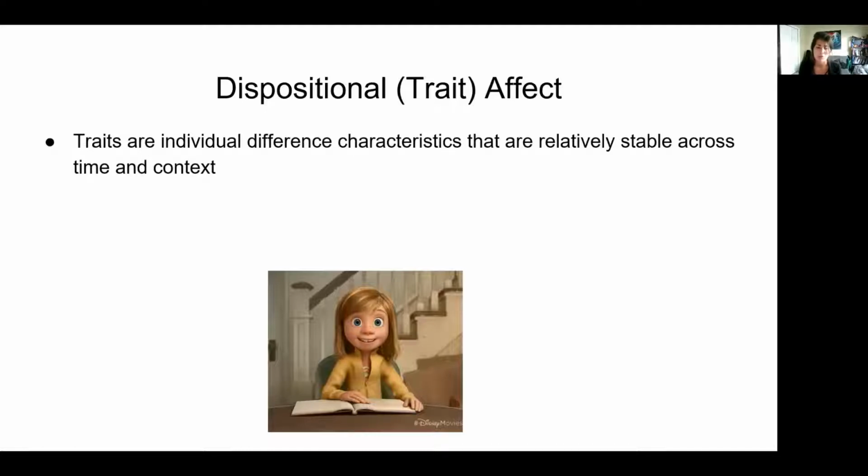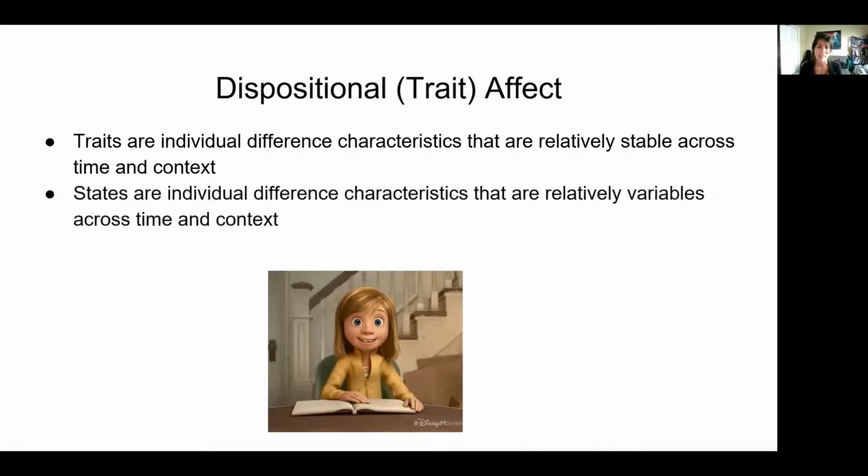Remember from early on in this semester, we talked about individual differences, meaning things that you consider almost like personality traits. Personality is a form of individual difference. It's something that's stable across time and context. So if you're someone who has a disposition or a trait towards something, it's going to be true wherever you are.